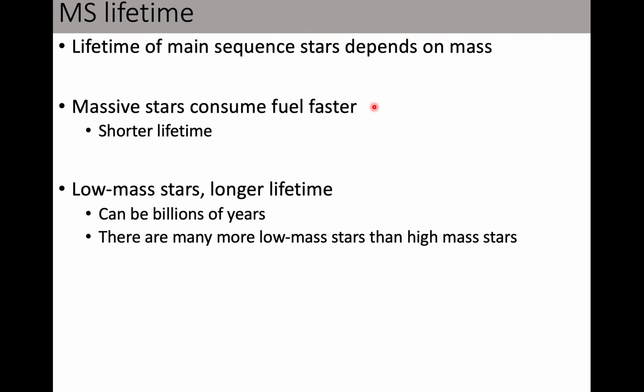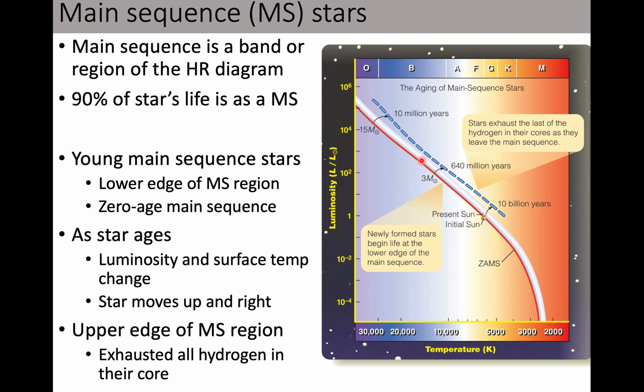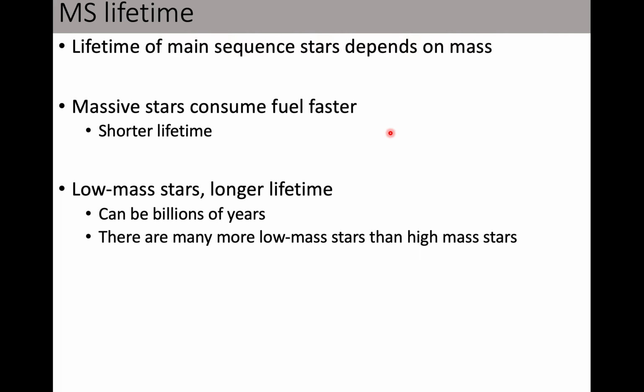So the lifetime of a main sequence star, how long it is going to take to travel along this main sequence line, depends on the mass of the star to begin with. A larger, more massive star is going to consume fuel a lot faster, so it's going to have a shorter lifetime because it's going to use up the hydrogen in its core faster. Low mass stars aren't going to consume that fuel as fast. They're going to have longer lifetimes. So they can be billions of years on the main sequence. And there are many, many more low mass stars than there are high mass stars.